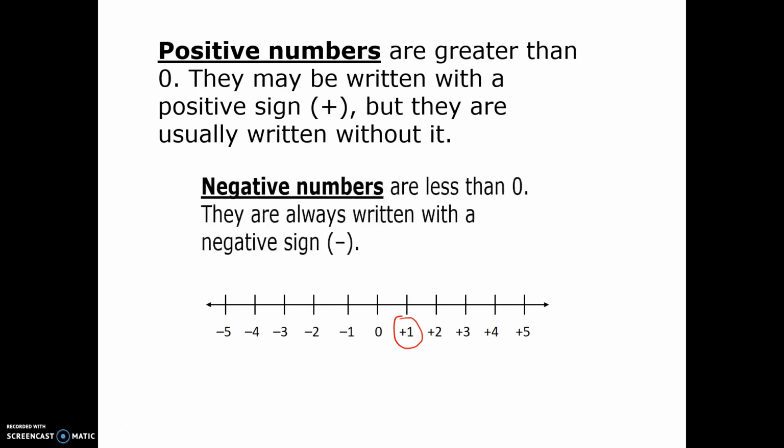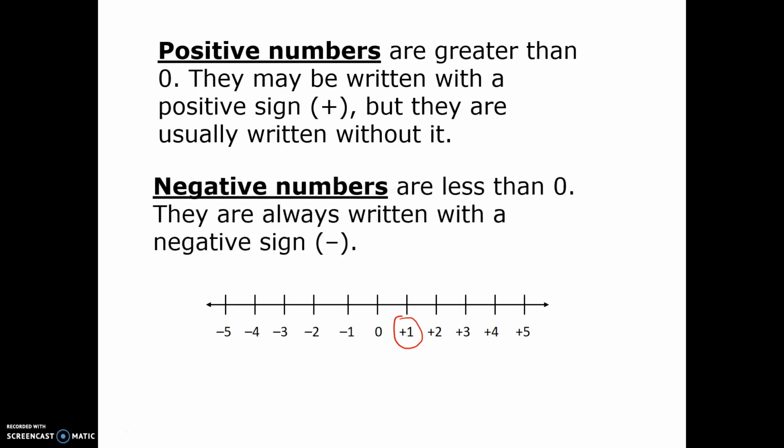And they must have that little minus sign. We would call those negative numbers. They're less than 0, and they are always written with a negative sign, that little minus sign right out in front of it. That's not optional. They have to have that minus sign. And that's how we differentiate positive from negatives.